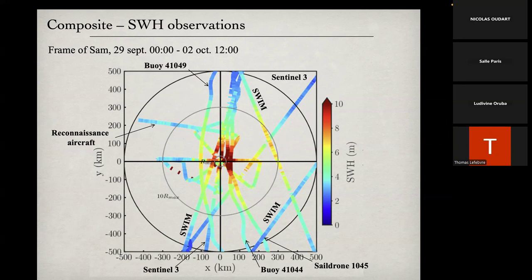So here we are in the frame of the cyclone. The field in color here corresponds to the significant wave height, so the height of the waves, and you can see that there is an asymmetry, and that the strongest waves are located in the right quadrant of the cyclone.